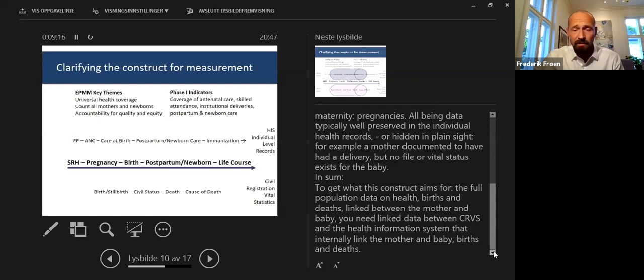So in sum, to get what this construct aims for, the full population data on health, birth, and death linked between the mother and baby, you need linked data between CRVS and the health information system, which again internally links the mother and baby, birth and death.